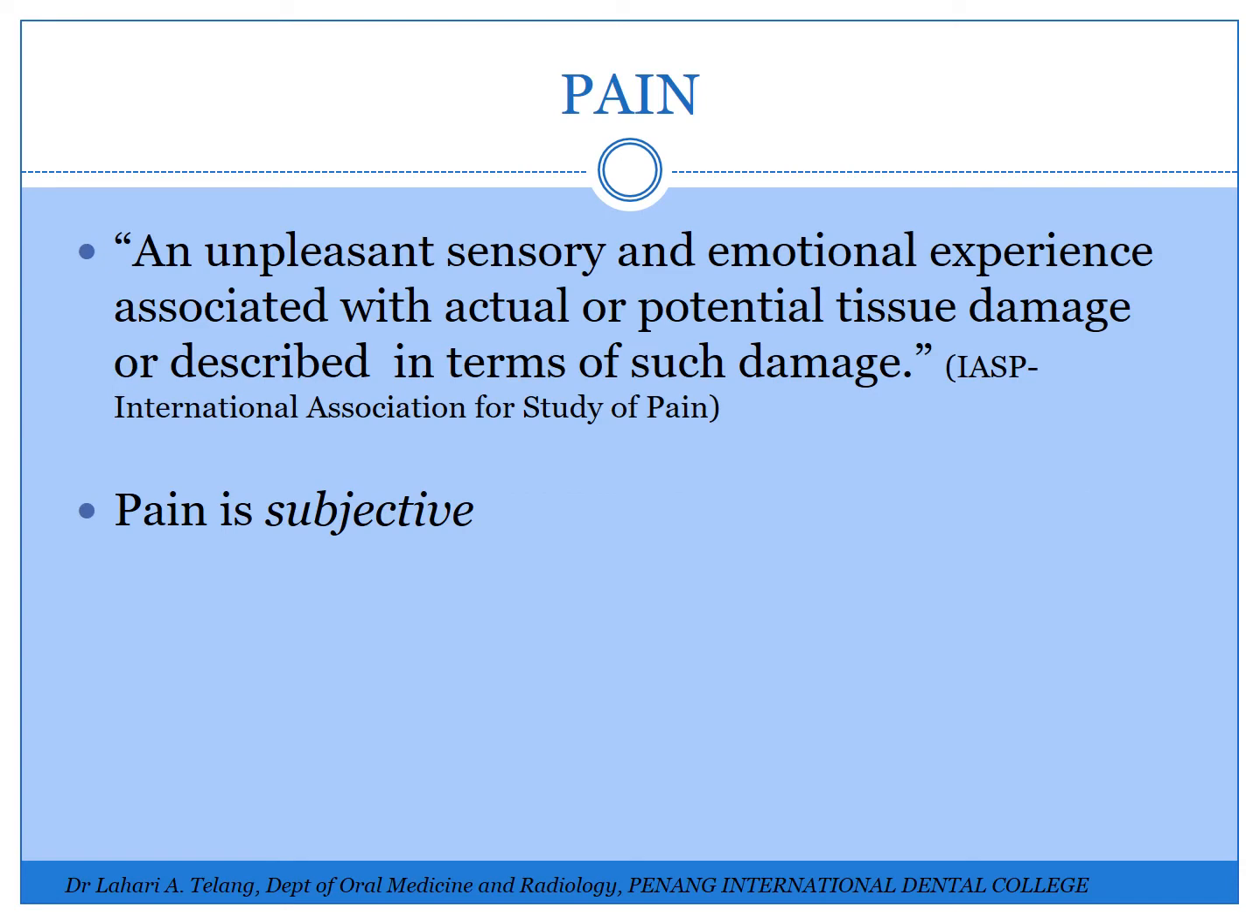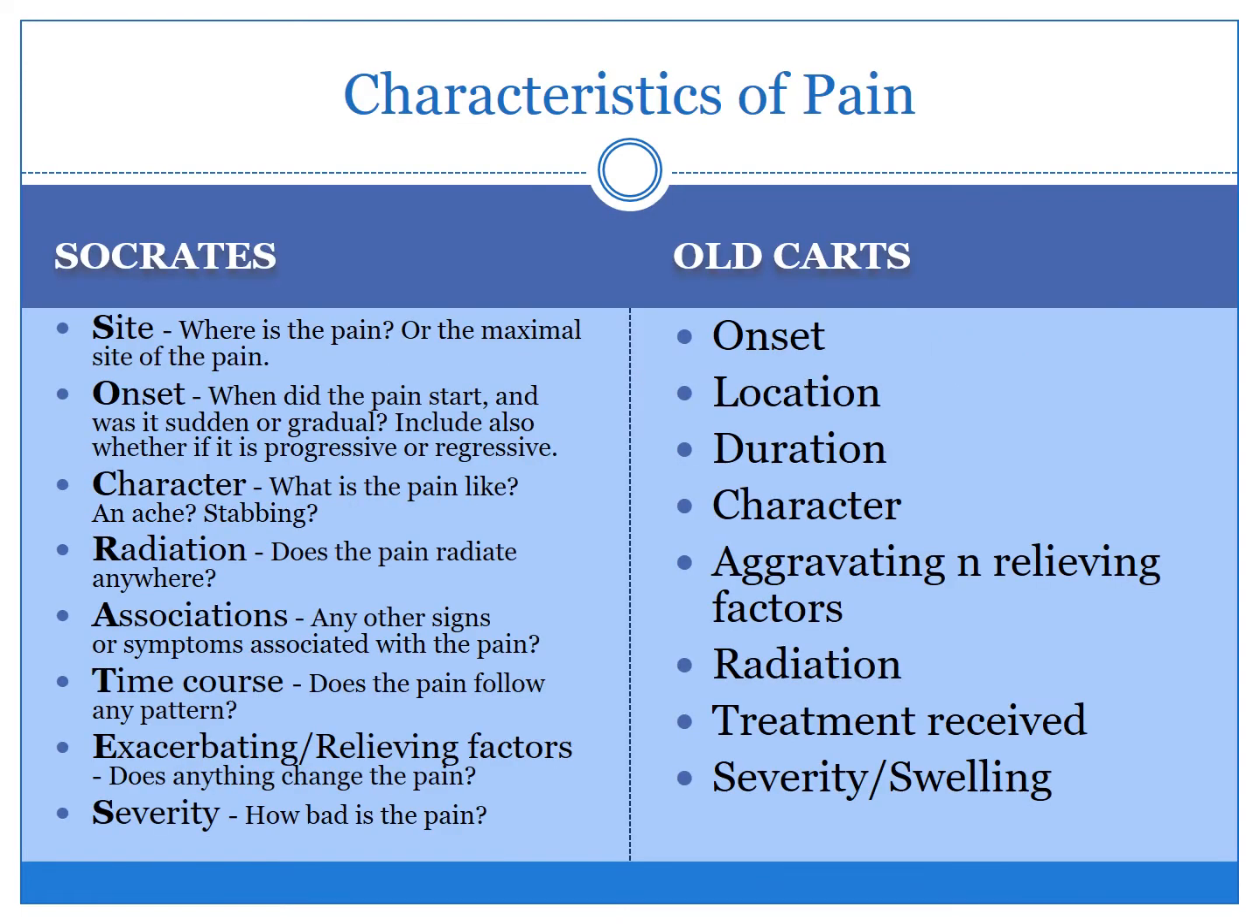Pain is an unpleasant sensory and emotional experience associated with actual or potential tissue damage or described in terms of such damage. It is very important to understand that pain is subjective. So, when we are discussing the characteristics of pain, there are two mnemonics which are useful in assessing or taking the history of a patient, and both of which have similar components. It's either SOCRATES or OLDCARTS.